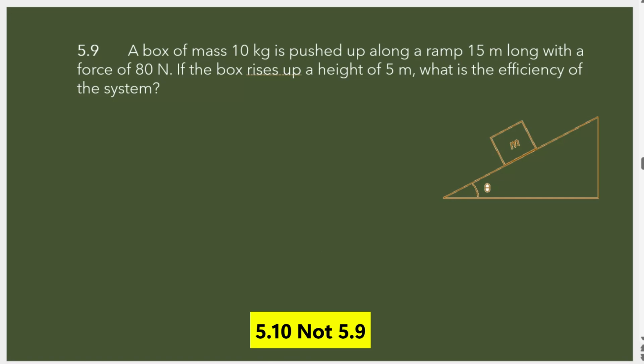Dear students, today we will solve the ninth numerical from chapter number 5, which is about work, energy and power. The question states that a box of mass 10 kg is pushed up along a ramp 15-meter long with a force of 80 Newton. If the box rises up a height of 5 meter, what is the efficiency of the system?